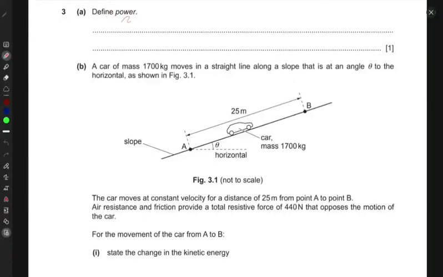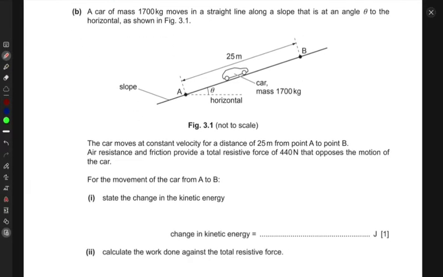Define power. Whenever they say define, we usually talk in terms of the mathematical expression for power. We know that power is how much work I can do in a given amount of time. The more work I can do in less time, the more power I'm said to have. So power is work done per unit time. You can define it simply as work done per unit time in words. And that's it, that's power.